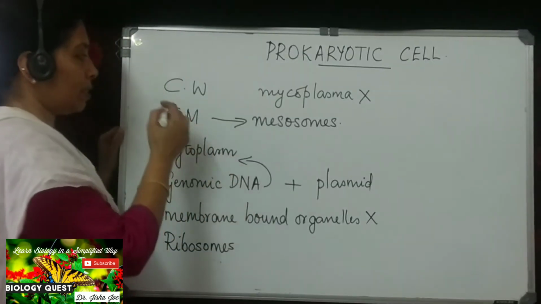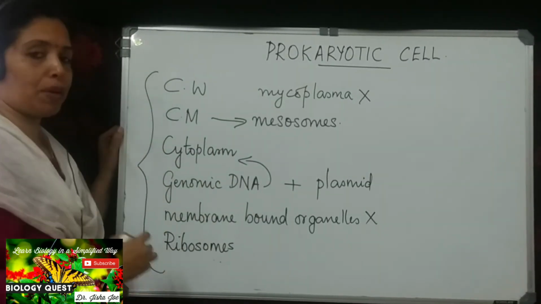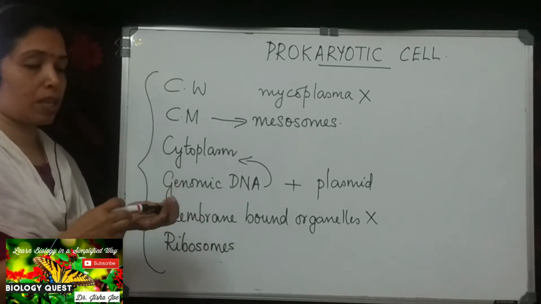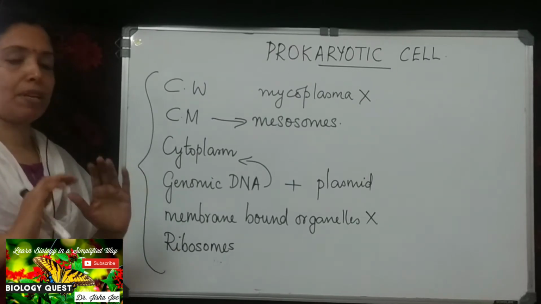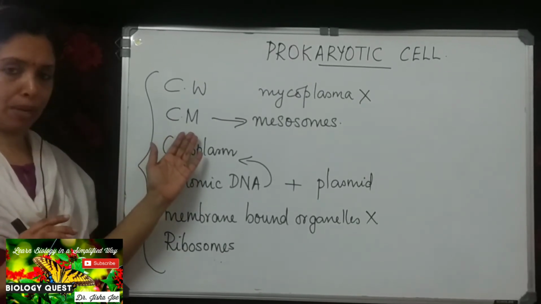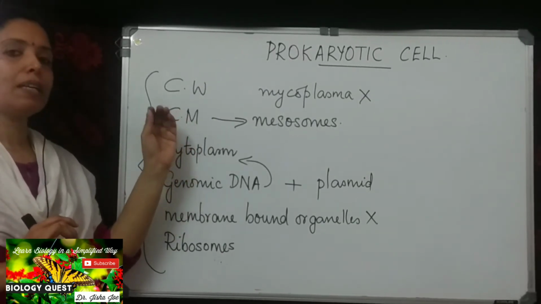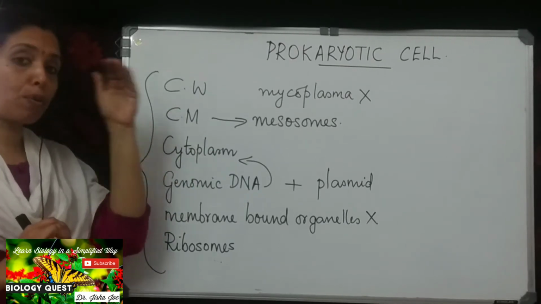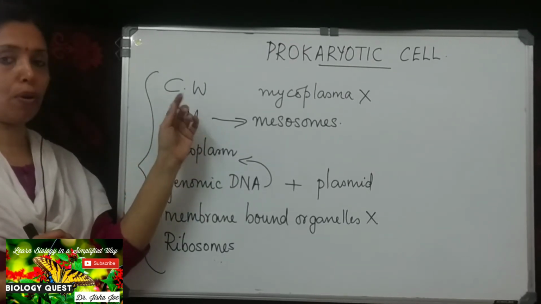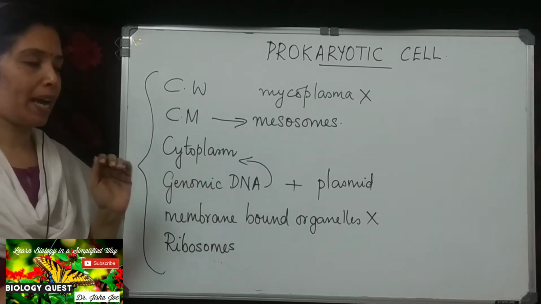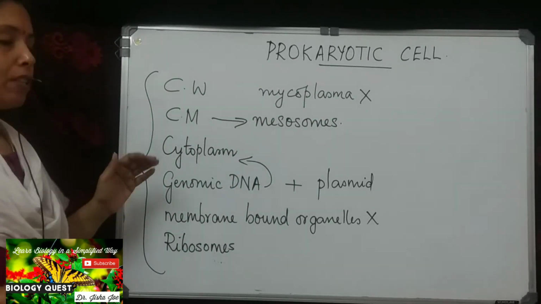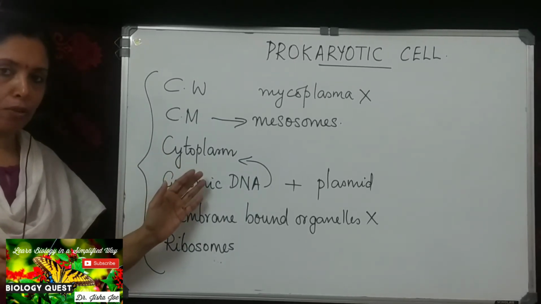Mesosomes. I hope you have got a general idea about the structure of a prokaryotic cell. Every prokaryotic cell will have an outer membrane, which is the cell membrane. Then it will also have an outer wall, which is called the cell wall. An exception to this is mycoplasma. Mycoplasma do not have a cell wall. Then the fluid matrix is called the cytoplasm.